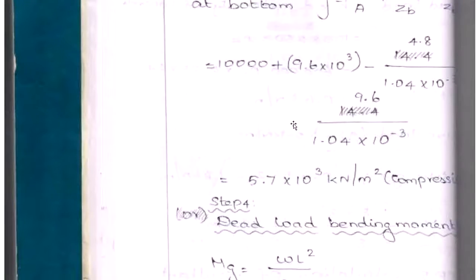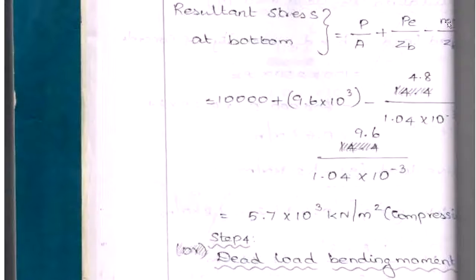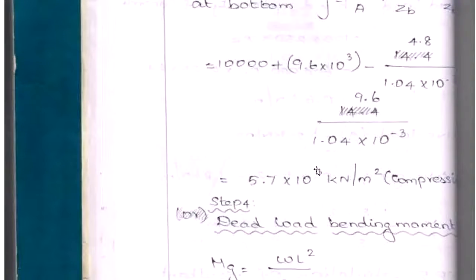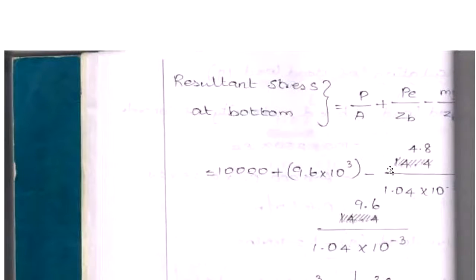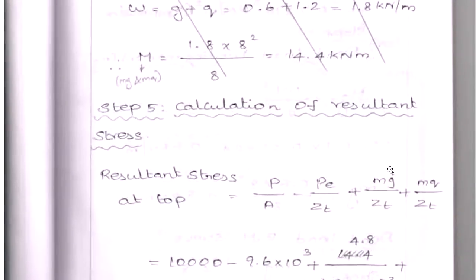So at the bottom, the same thing I have substituted, the same thing we have done, just the signs are changed. So 5.7 into 10 to the power 3 kilonewton per meter square. So both top and bottom are tension we have got. So this is the problem. It is a simple problem.